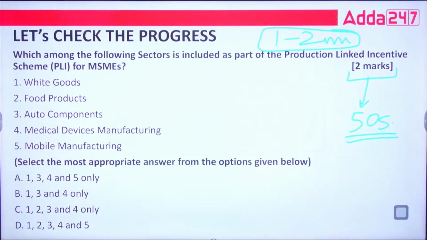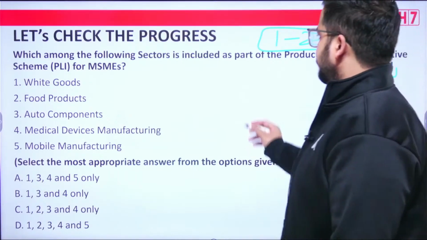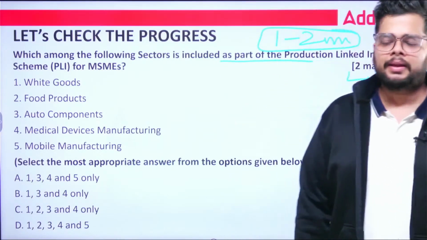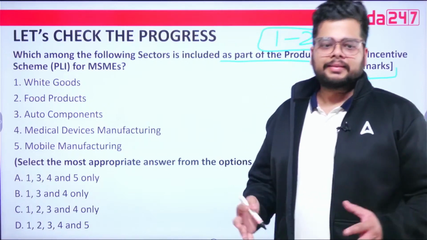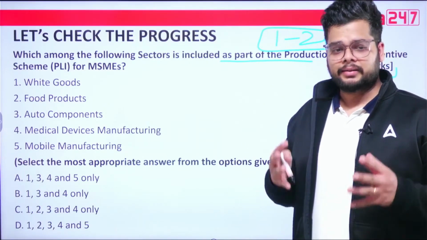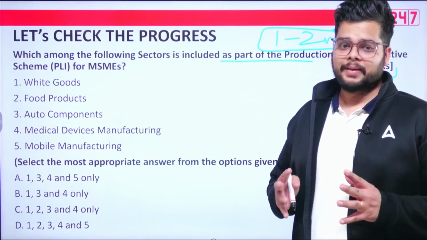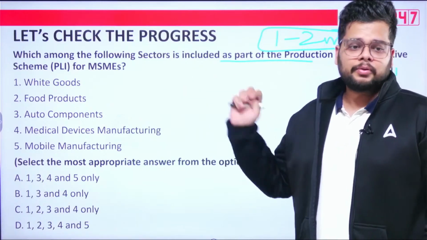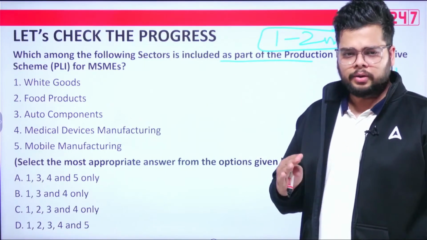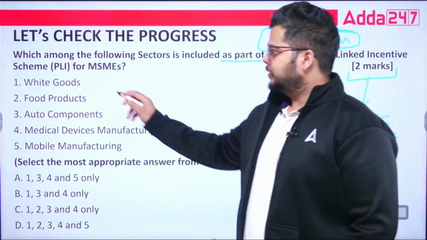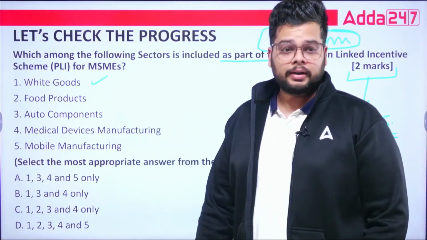Okay, so the question says, which among the following sectors is included as part of PLI initiative for MSME? There are various sectors for which Government of India provides support for MSME under the PLI scheme. So how you will be able to remember all? There is no need to remember every sector, but important ones like white goods, very important.